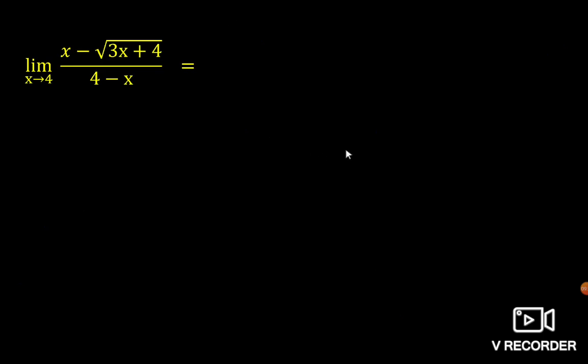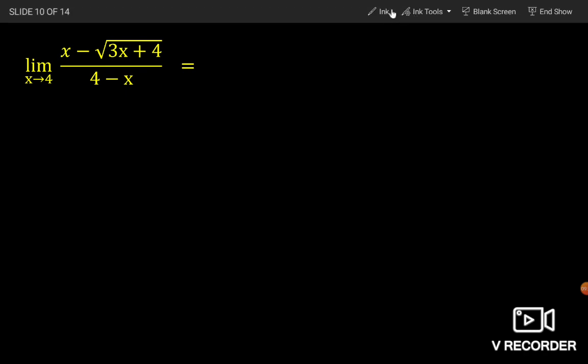Now, we have another example here. The limit of x minus square root of 3x plus 4 over 4 minus x as x approaches 4. So, similar technique that we did a while ago. This is a radical expression, so we need to rationalize this one, similar to what we did in the previous example.